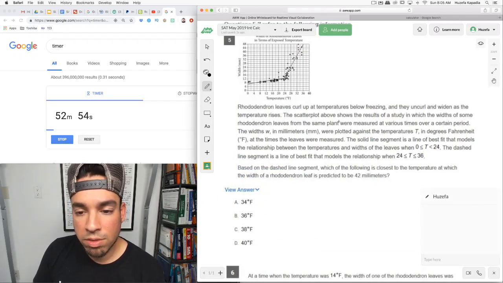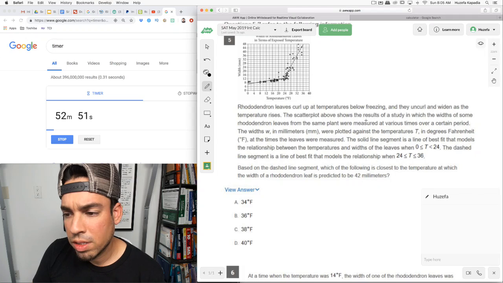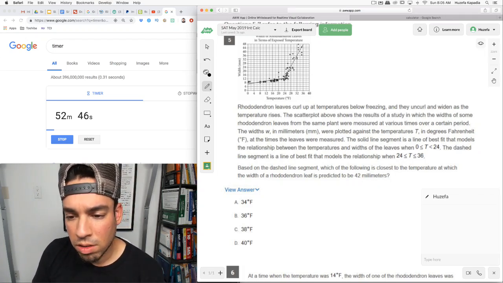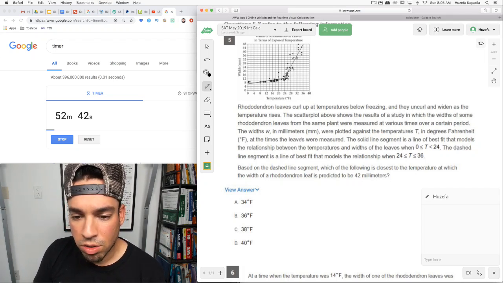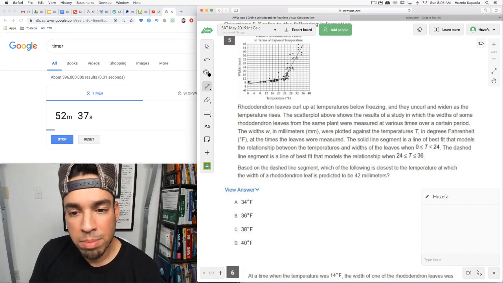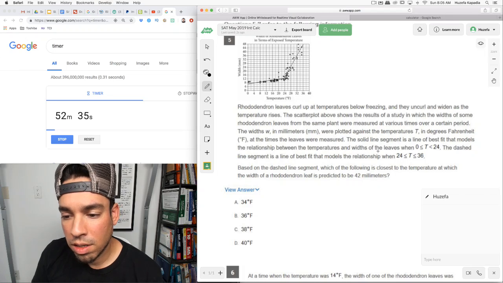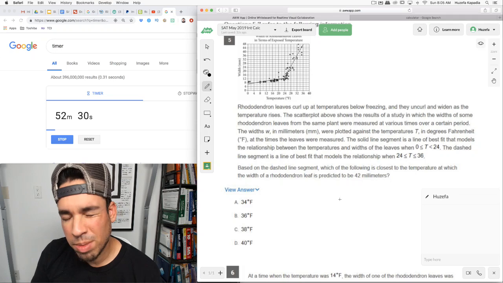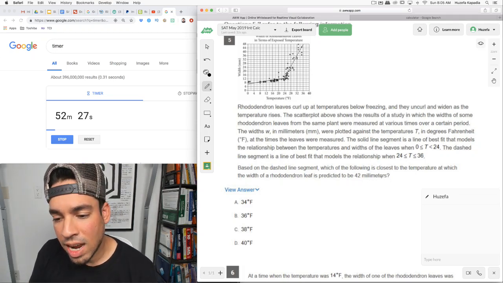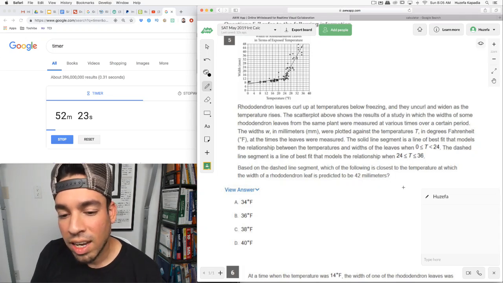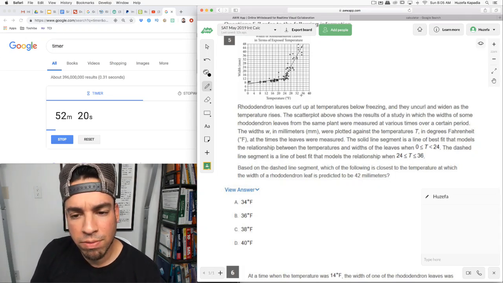Rhododendron leaves curl up at temperatures below freezing, and they uncurl and widen as temperature rises. The scatter plot shows the results of a study in which the widths of some leaves of the plants were measured at various times over a certain period. So it's temperature and width. The solid segment is the line of best fit, and the dash segment is between here. Based on the dash segment, which of the following is closest to the temperature at which the width is predicted to be 42?